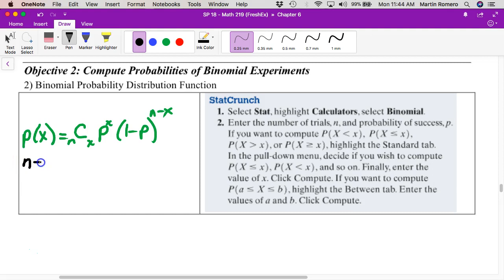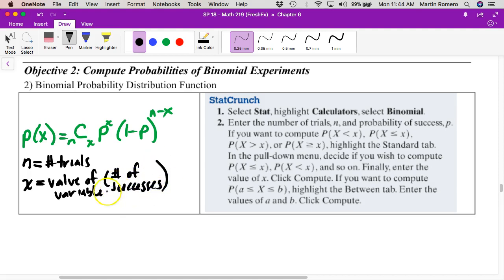What we do need to know is what the variables mean. N is the number of trials. X is the value of the random variable, and that value is the number of successes. P is the probability of success.